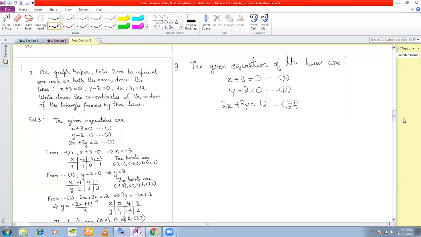Fine. Let us come back to this problem. The given equation of the lines are these 3 equations. Now, when you see the first equation, what is the first question? What should come to your mind? Tell me. Anyone? When you see this equation, x plus 3 is equal to 0, what should come into your mind?